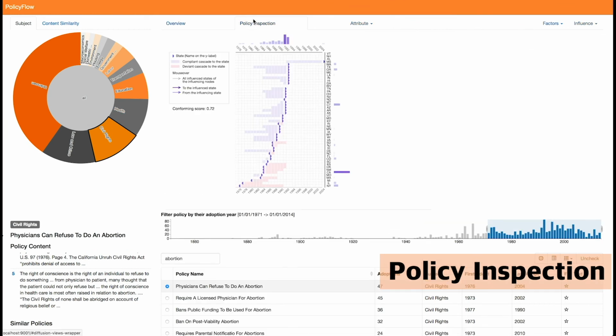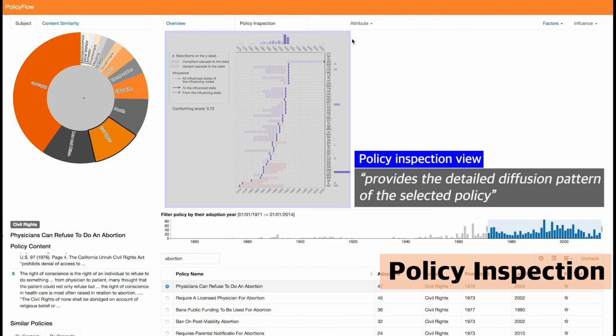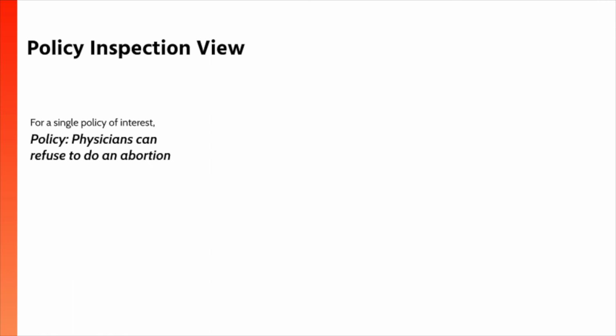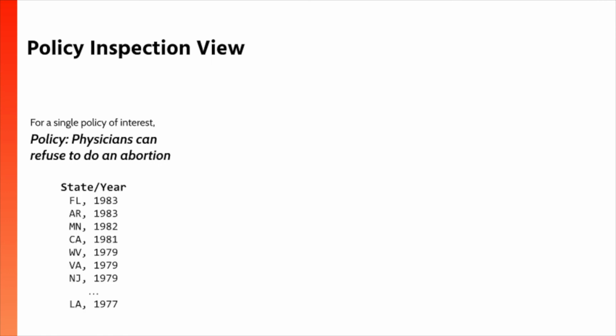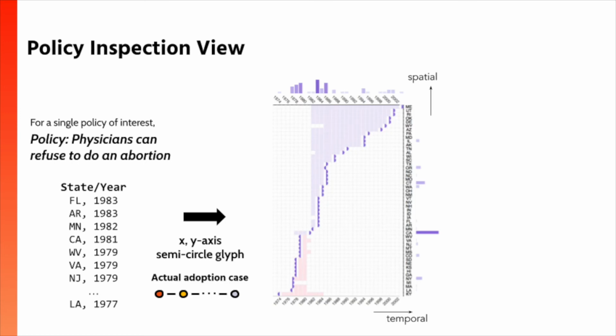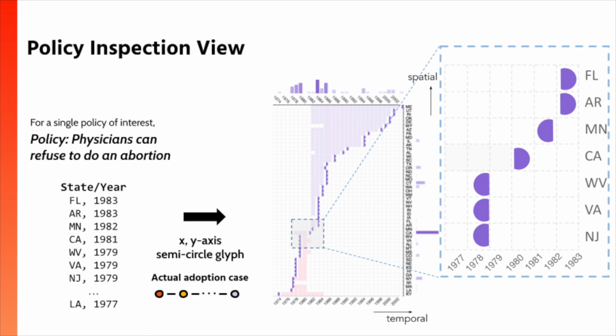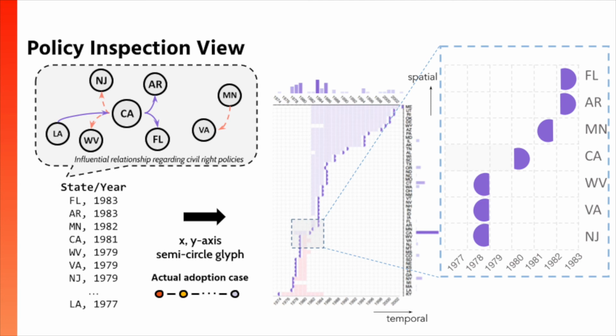Policy Inspection view gives you the visual overview of detailed diffusion pattern, which consists of several components. Given a selected policy, it visualizes policy adoption cases in the matrix view with x-axis for temporal dimension and y-axis for spatial dimension as semicircles. Policy Inspection view also visualizes influential patterns from a set of policies, for example, in the civil right category. But you may observe that these patterns are one of two kinds. Some of the general patterns regarding civil right policies are conforming to time order in adoption cases of this policy, but others are deviating from it in their reverse order.